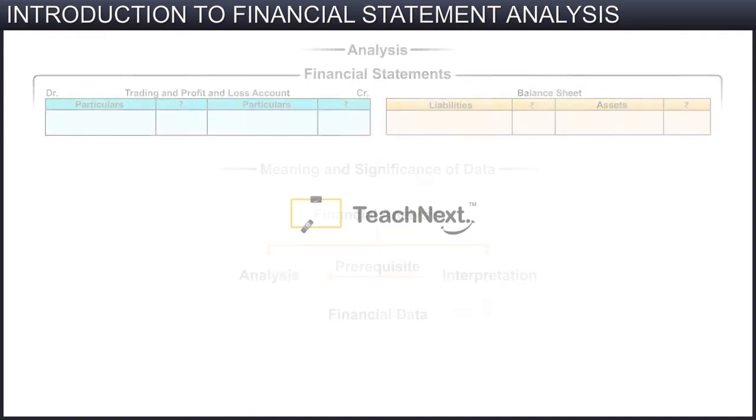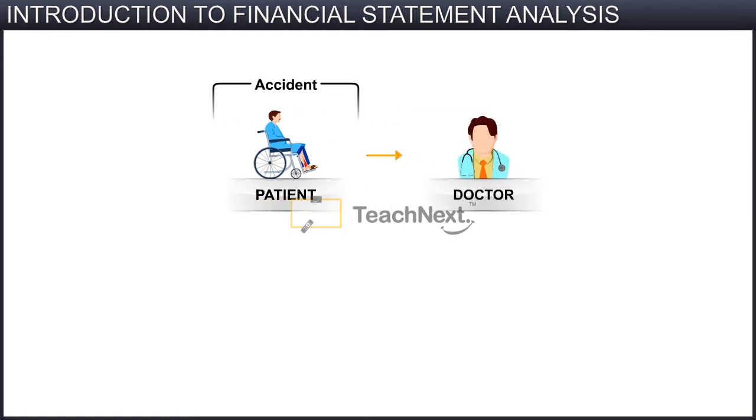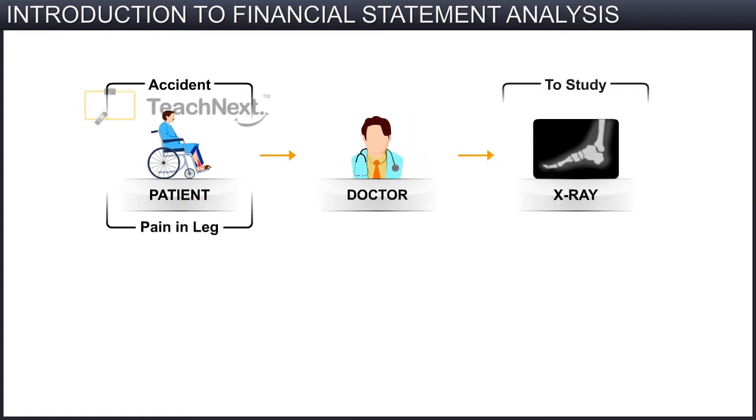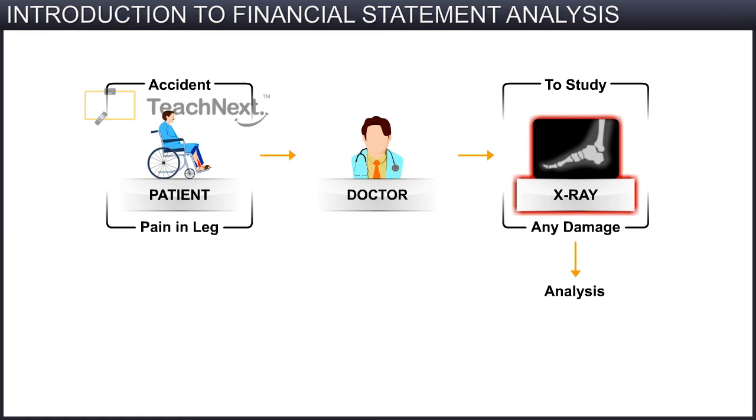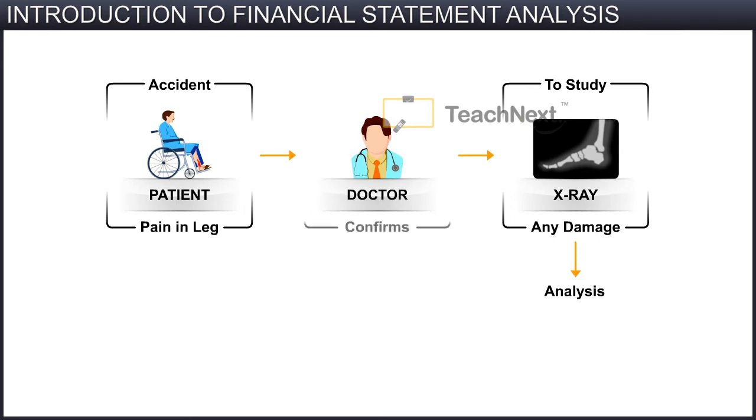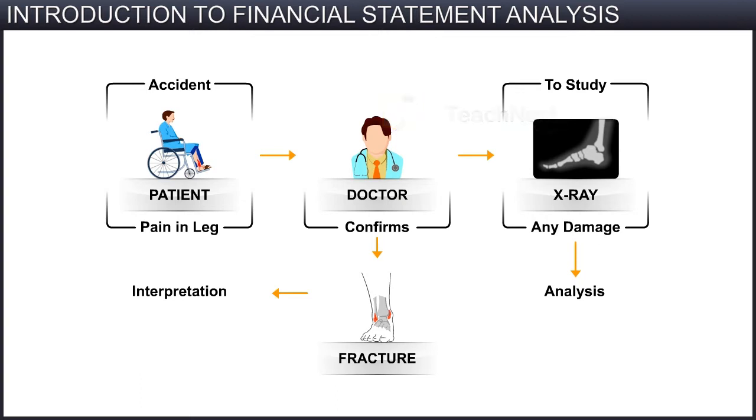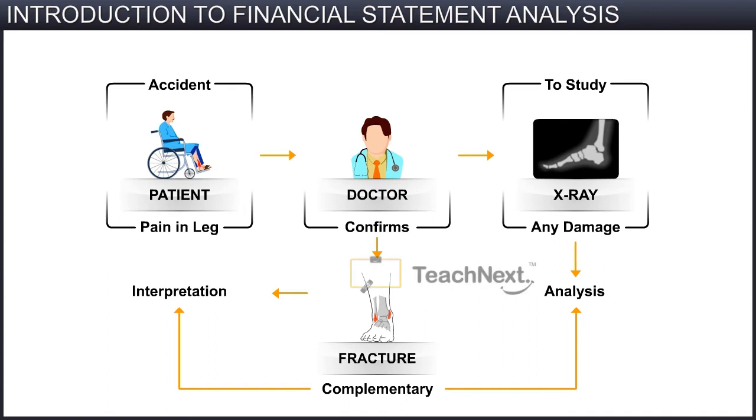Let's look at it this way. An accident patient goes to a doctor, saying that he has a lot of pain in his leg due to an accident. The doctor takes an X-ray to study whether or not there is any internal damage. This is analysis. Now, based on his analysis of the X-ray, and by understanding the meaning and significance of the contents of the X-ray, the doctor confirms there is a fracture. This is interpretation. So, we can say that analysis and interpretation are complementary to each other. Therefore, when we refer to analysis, we will presume that interpretation is a part of it.